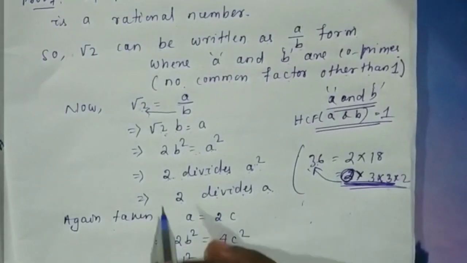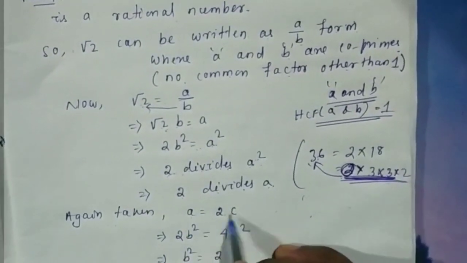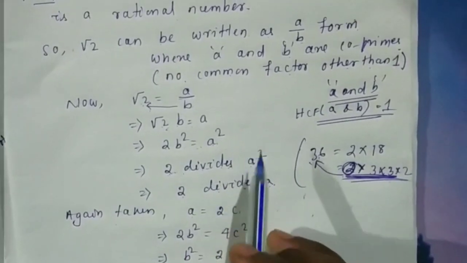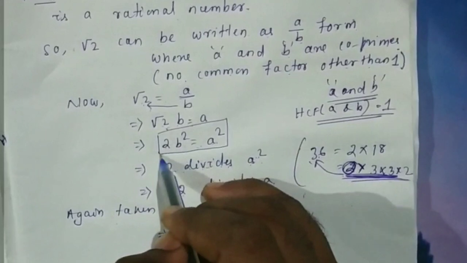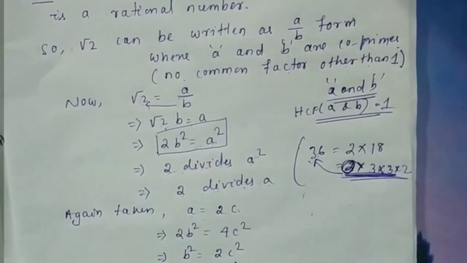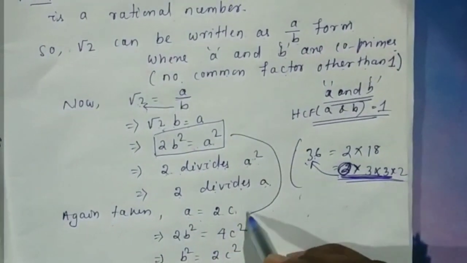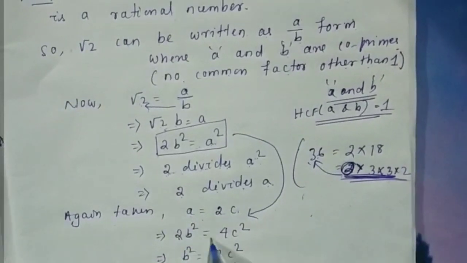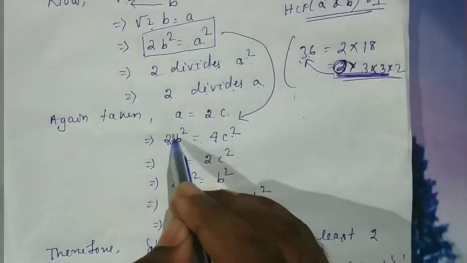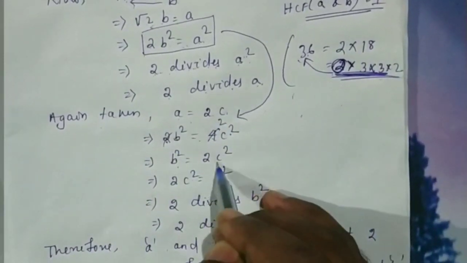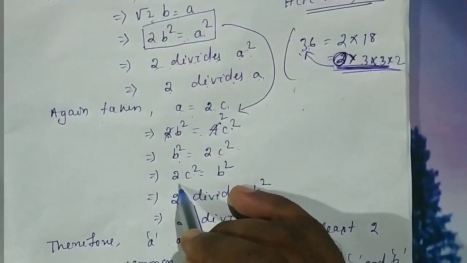Again, let's take a is equal to 2c. Substitute this a value in this equation, 2b square is equal to a square. After substituting, you will get this step: 2b square is equal to 4c square. So if we cancel here, b square is equal to 2c square. That means 2c square is equal to b square.